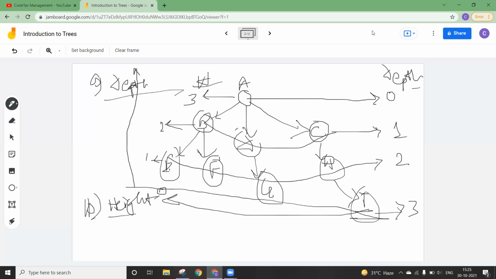It is the reverse of the depth. Depth is counted from top to bottom, and height is counted from bottom to top.